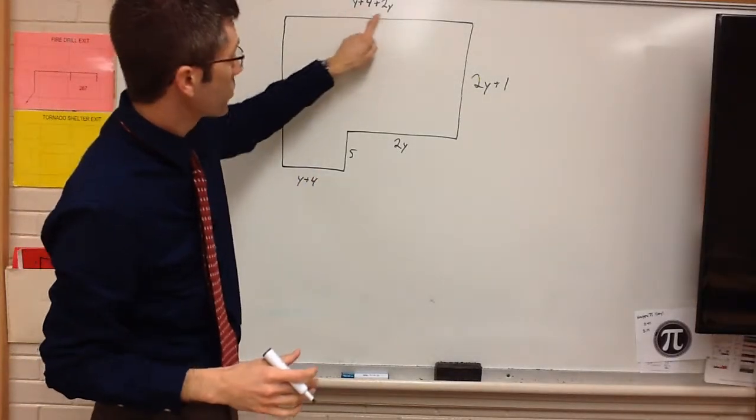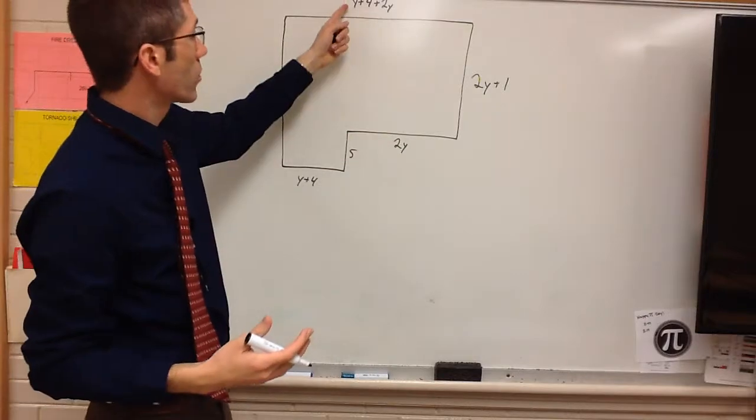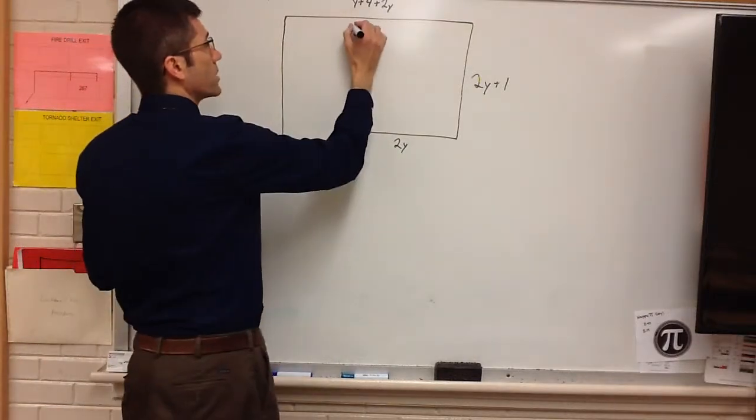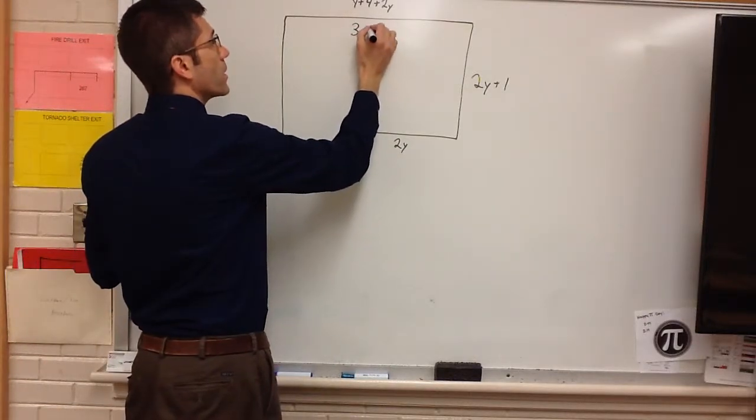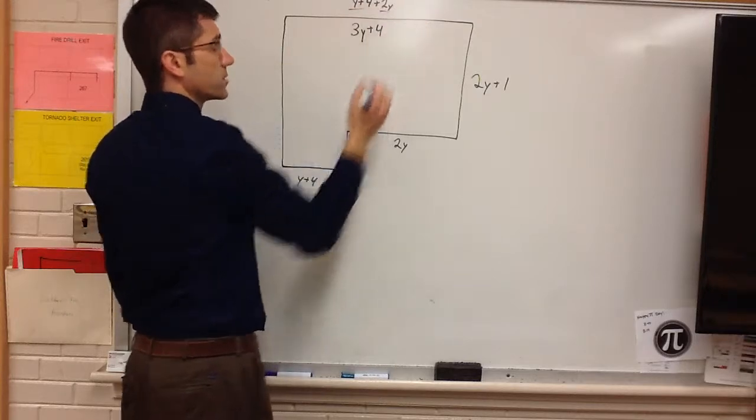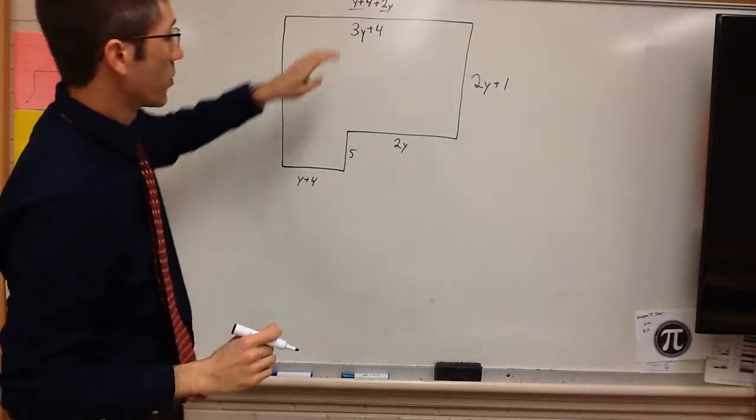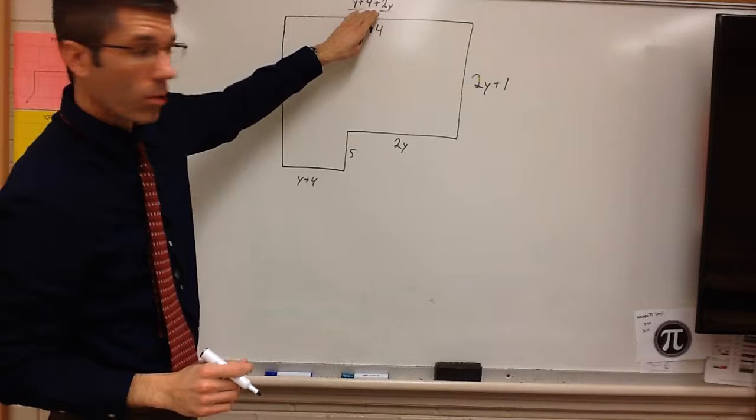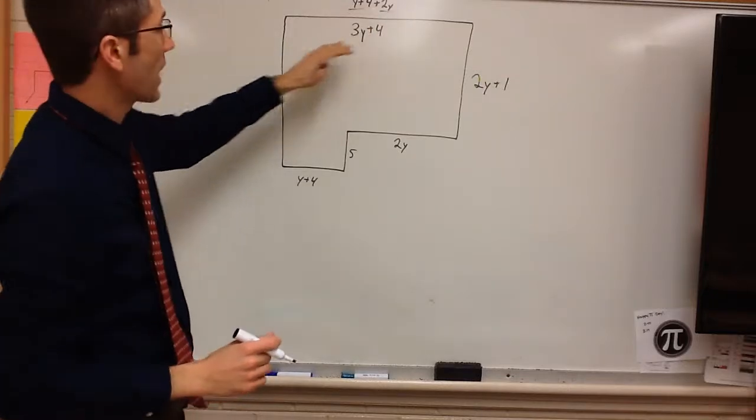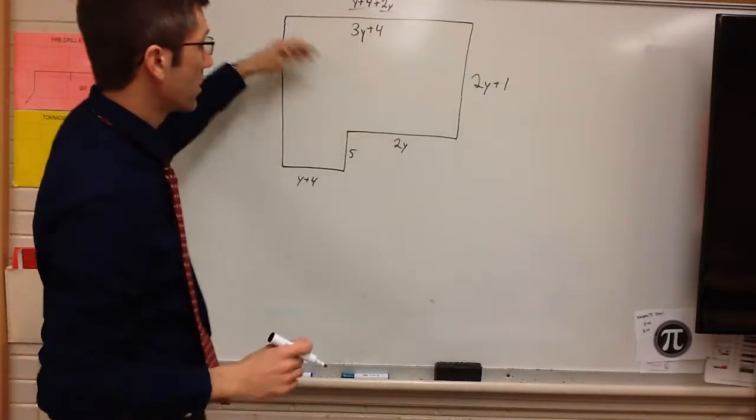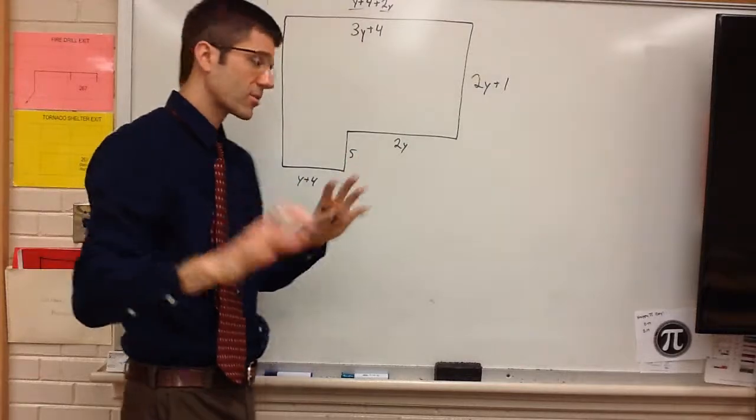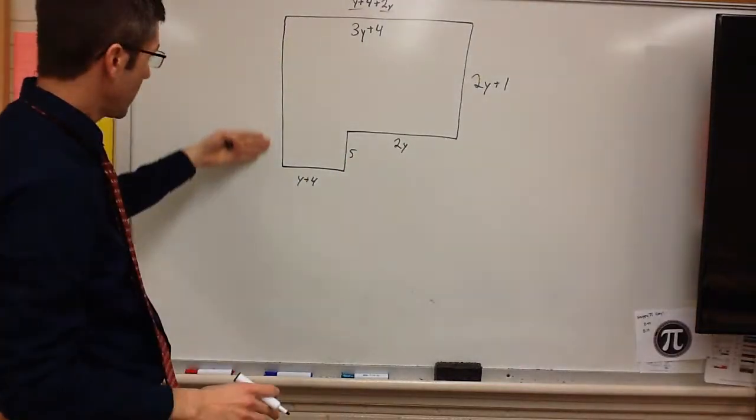When we have this, we really have some like terms. We have 1y and 2y. So in the end, we're going to just call this 3y plus 4. Then here's some like terms. See them? So I'm going to erase this in a second, but I don't need that anymore. I know what it is because I added together the other pieces that are horizontal. We're assuming everything is right angle here.